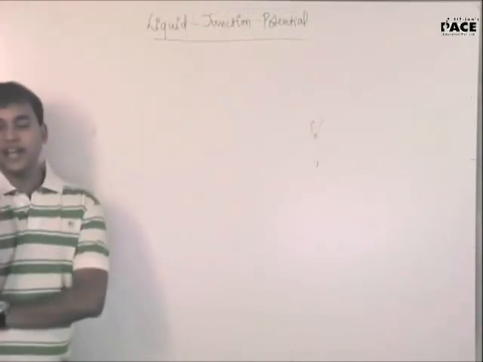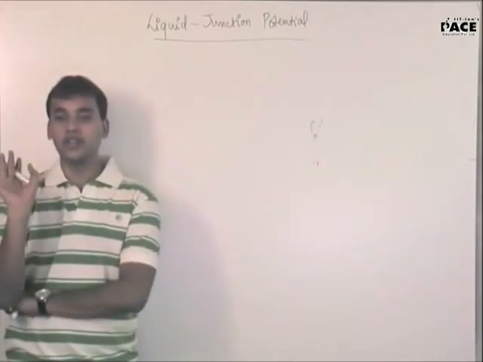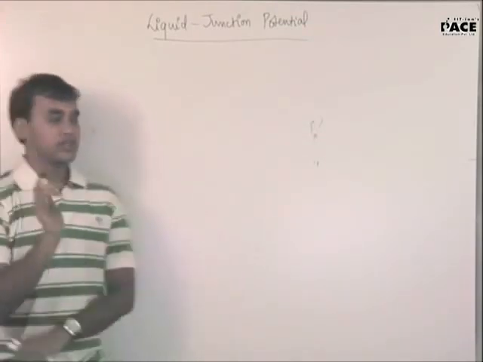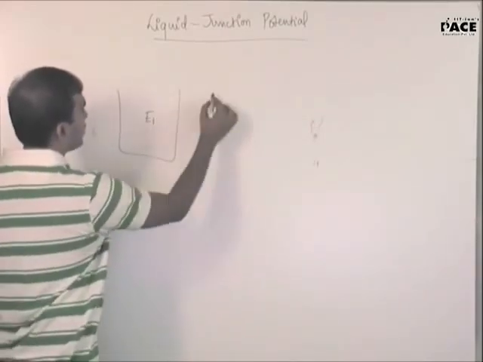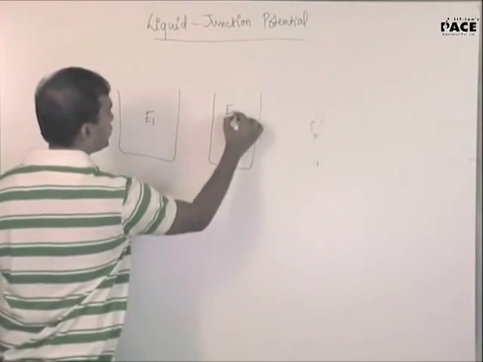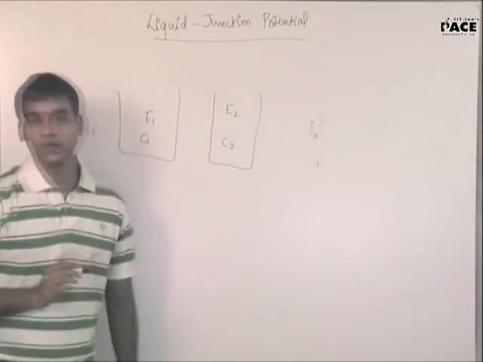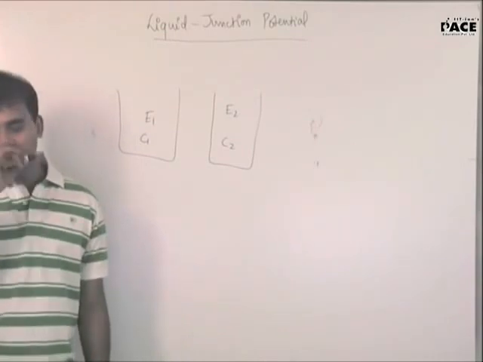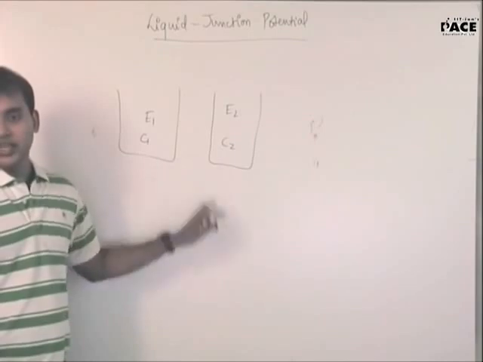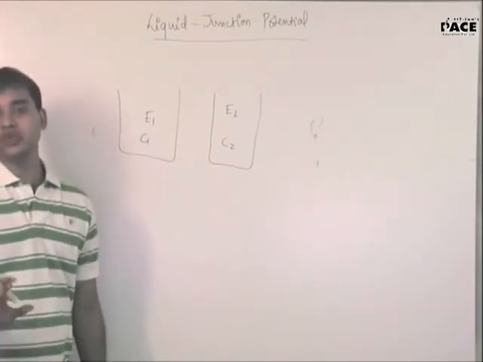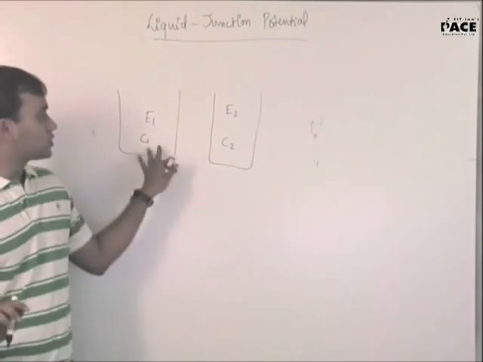See, at times what happens, even if we have the same electrolyte and they are of different concentrations. Say if I have different electrolytes, this is electrolyte 1 and this is electrolyte 2. And this is concentration C1, this is concentration C2. So what happens is, due to the difference in concentration of these electrolytes, there is going to be an additional potential which is going to be developed.